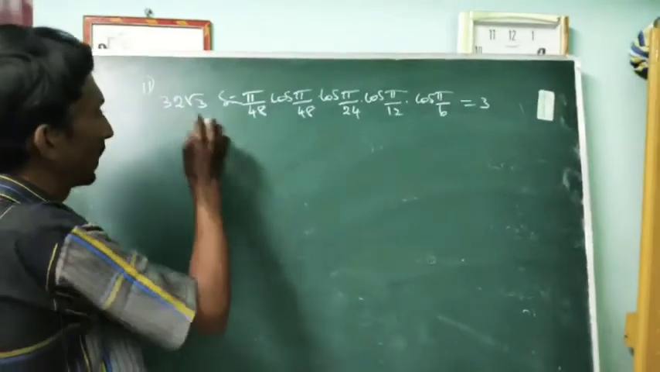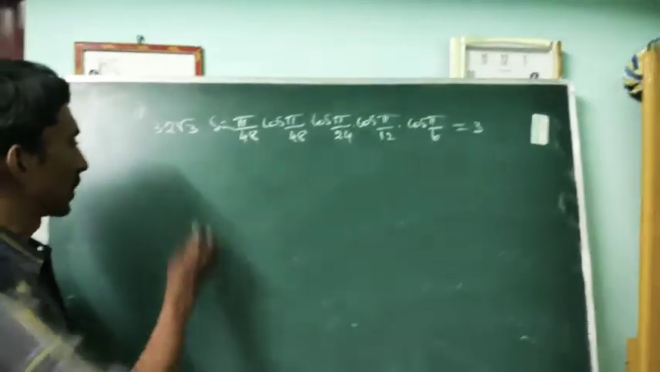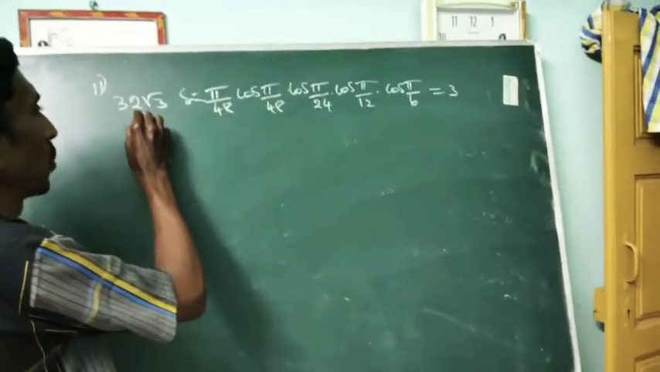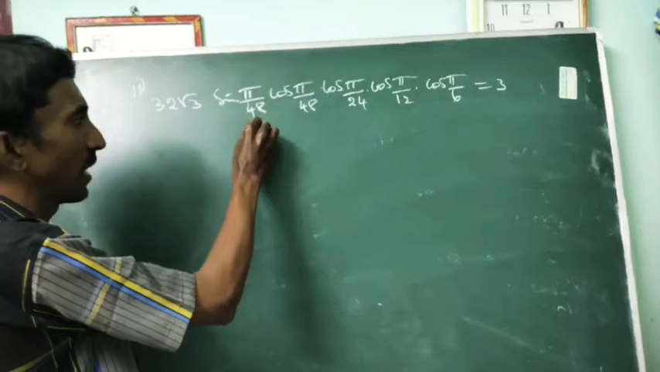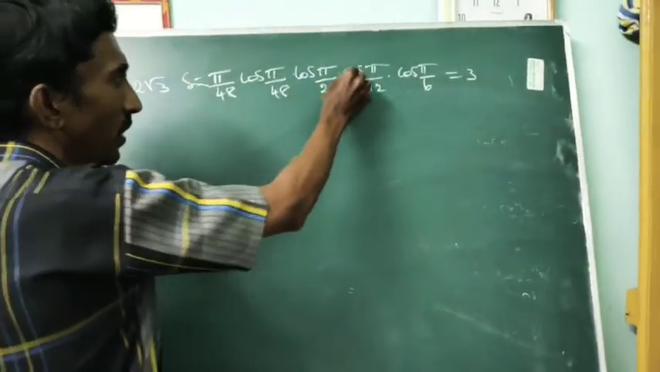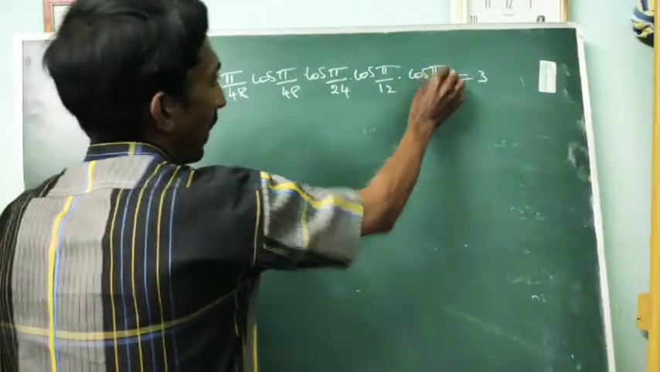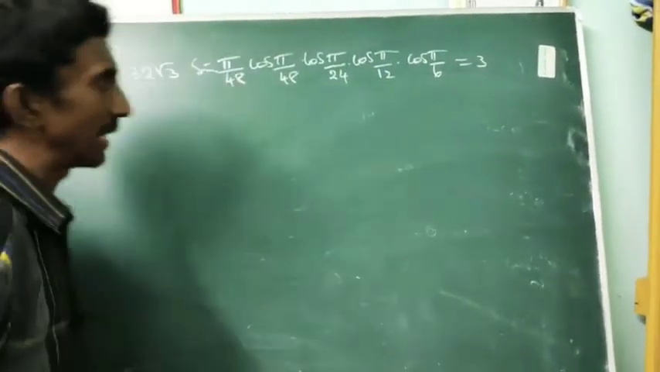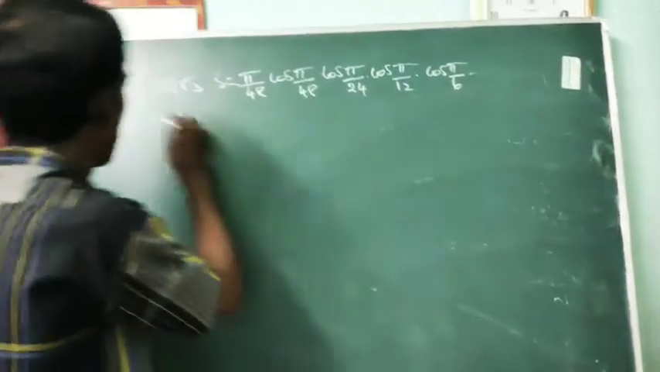So question number 11 in exercise 3.5. The question is, prove that 32 into root 3 into sine pi by 48 into cos pi by 48 into cos pi by 24 into cos pi by 12 into cos pi by 6 equal to 3. That is our aim. So take the LHS.